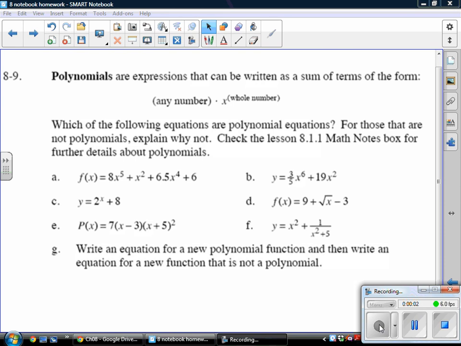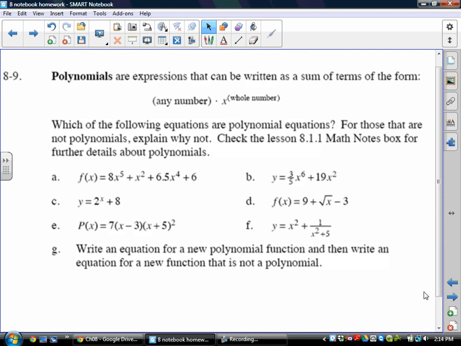This is problem 8-9 from section 8.1.1, part 1. Polynomials are expressions that can be written as a sum of terms of the form any number times x raised to a whole number power. Which of the following equations are polynomial equations? For those that are not polynomials, explain why not. Check the math notes box for further details about polynomials.